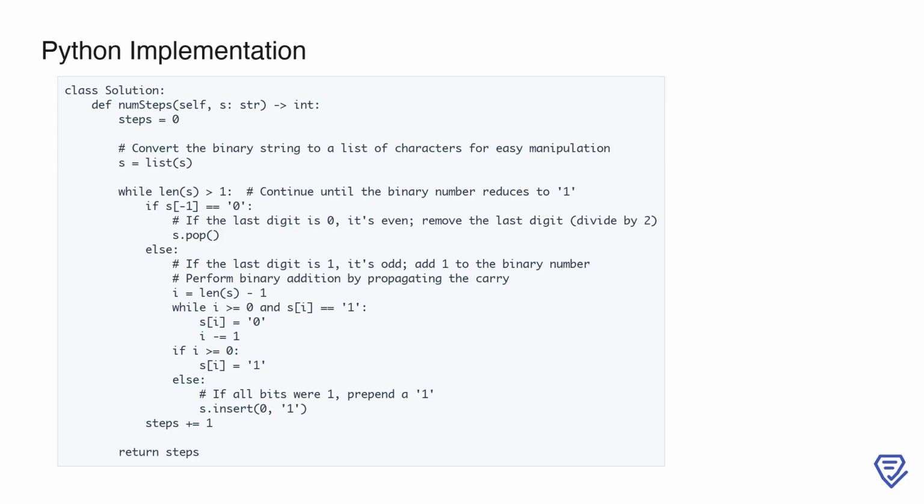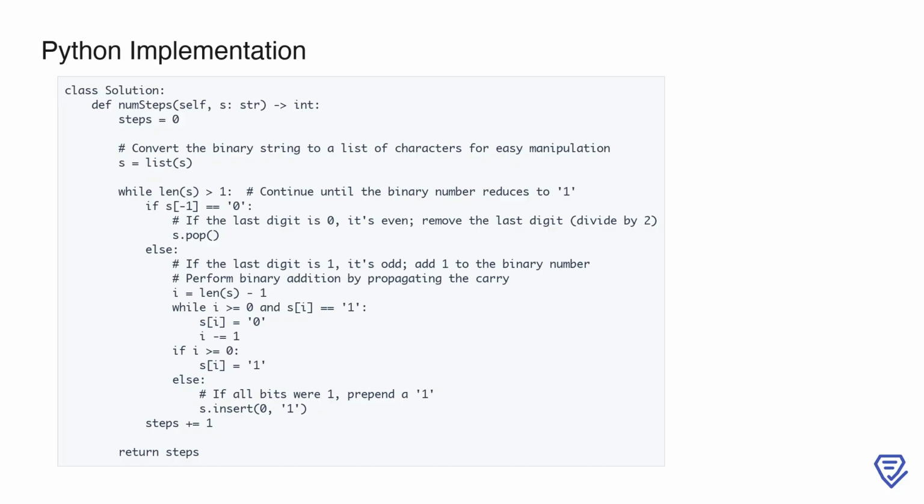The given problem requires reducing a binary number, represented as a string, to 1 by applying specific operations. The operations include dividing by 2 if the number is even or incrementing the number by 1 if odd. The goal is to compute the minimum number of steps required. Here is the breakdown of the solution. 1. Initialization. The steps variable is initialized to 0 to keep track of the number of operations. The binary string s is converted to a list of characters for easier manipulation since strings are immutable in Python.